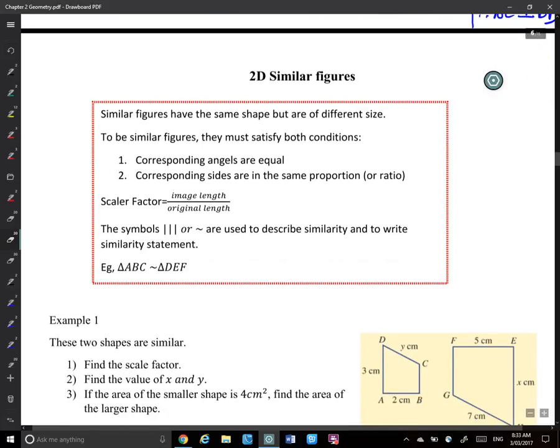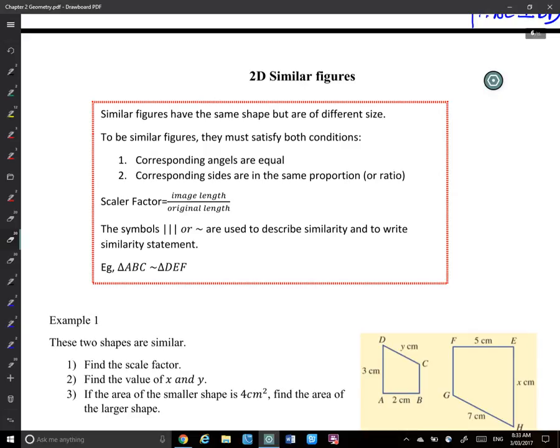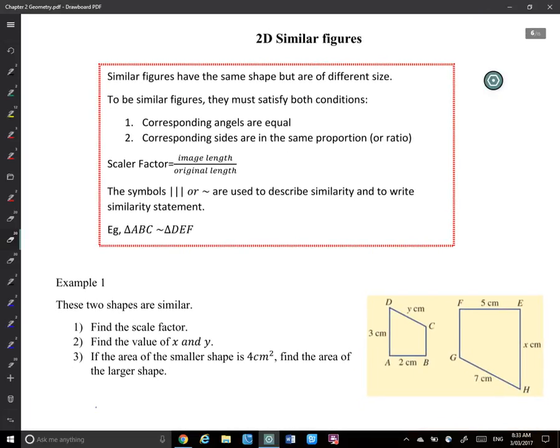Okay, so for similar figures, some figures have the same shape but different size. They are called similar figures. Okay, so what's the requirement for some shape to be similar shapes? First of all, for example, if you have a hexagon, the other shape must be a hexagon as well. You can't say a hexagon and a pentagon are similar shapes.